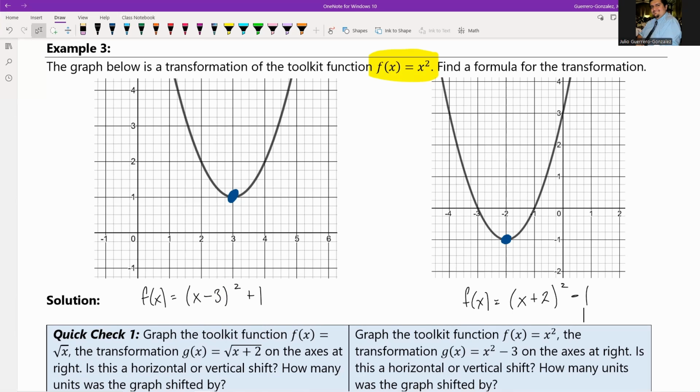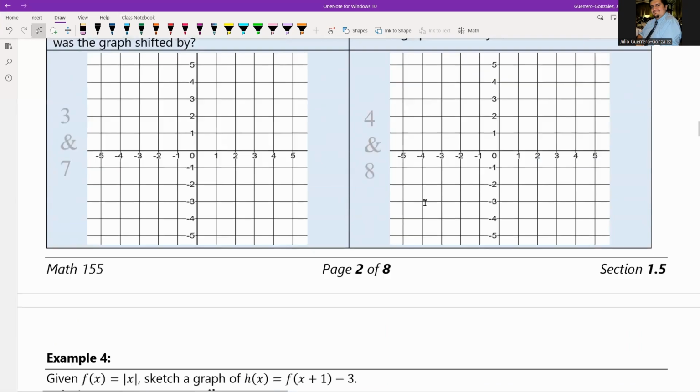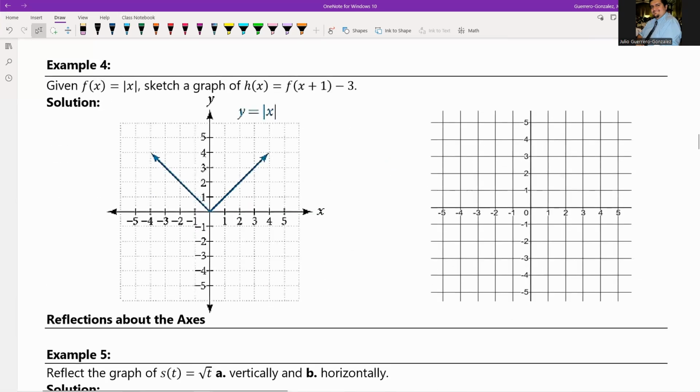First set of quick checks for this section is coming up. We'll do these in class, like I said before. Those transformations work the same however you want to use them.